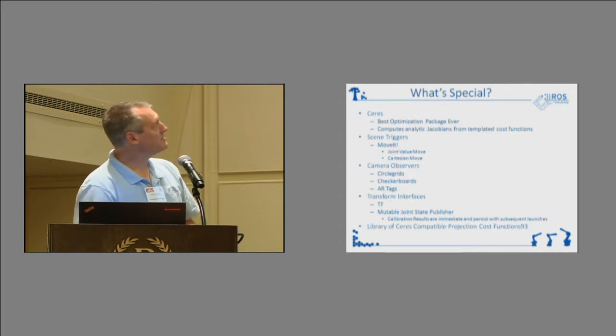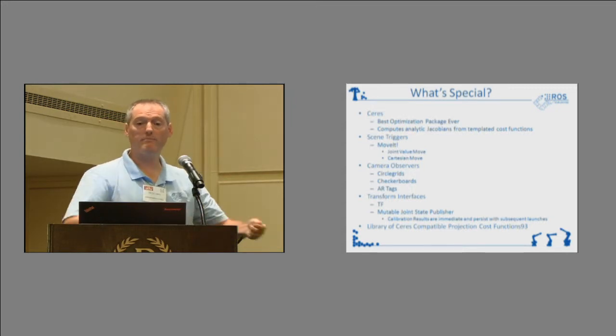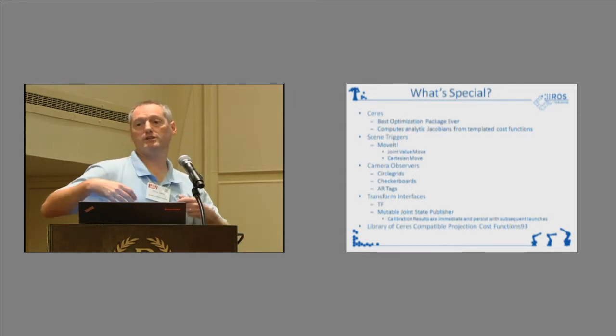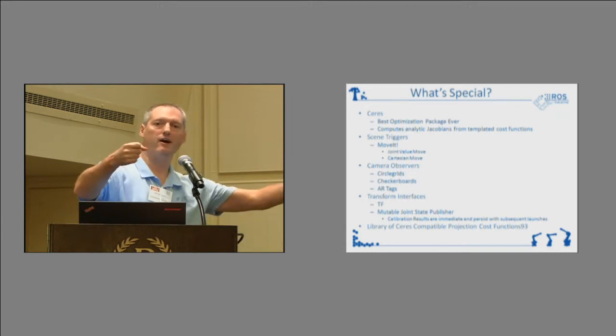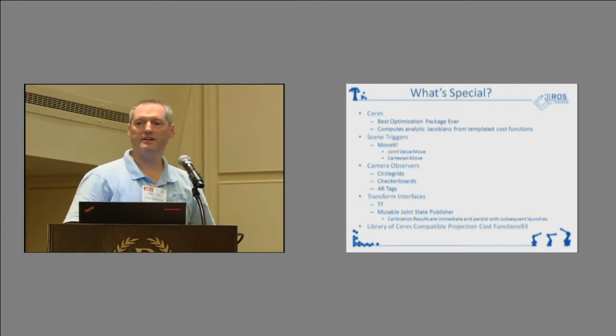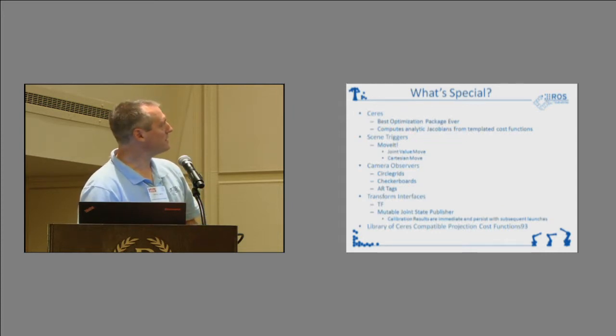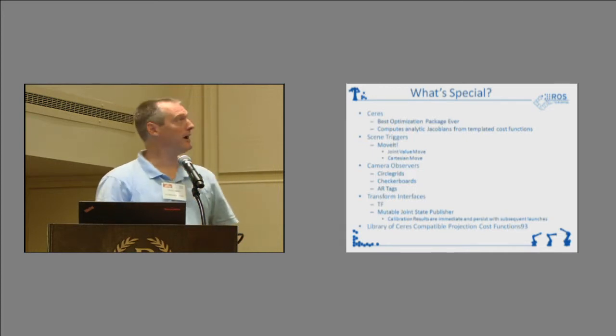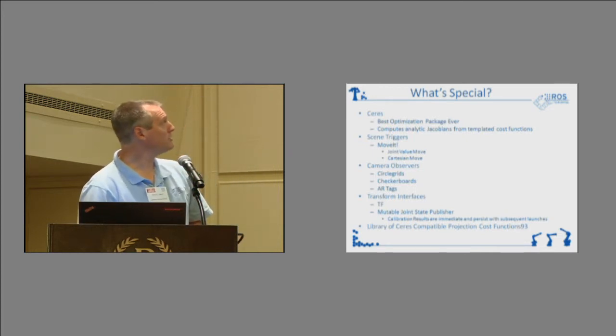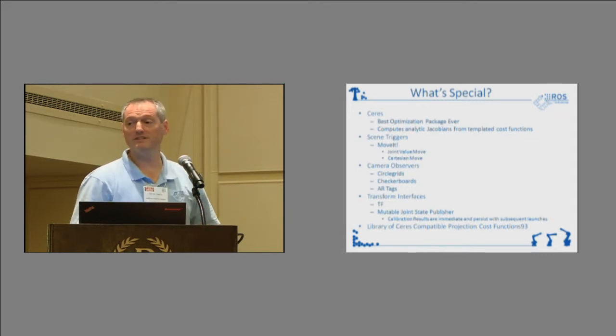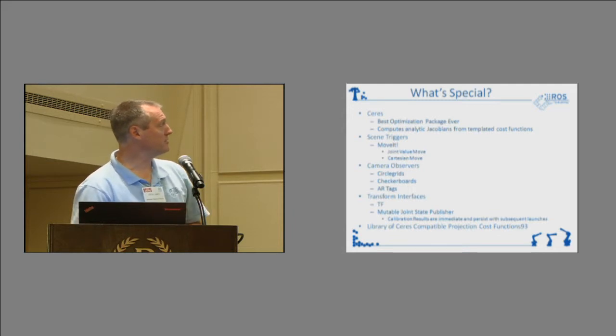What else do we have? We have these scene triggers which tie into MoveIt, which allow us to coordinate motion, allow you to tell the operator, you need to hang the target now, and then hit return so that we know that it's ready to go. Those kinds of things. We have camera observers that are already designed to find circles, circle grids, and checkerboards. Obviously, we're using standard libraries for those things. We have transform interfaces using TF. We make a lot of use of that.